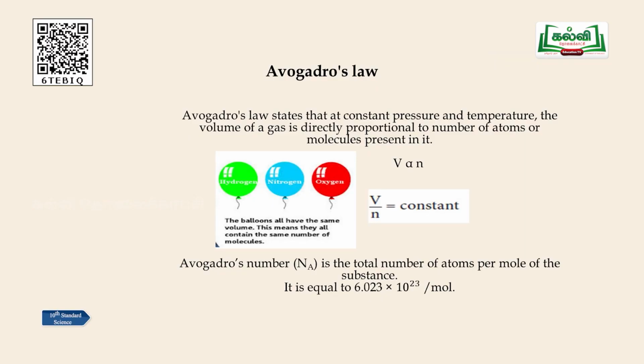This we have already studied in lower classes. What is Avogadro's number? It is nothing but the number of atoms present per mole of a substance. Now, what is a mole of a substance? A mole is nothing but the molecular mass of the atom. Avogadro's value is given as 6.023 into 10 power 23. That is equal to 1 mole. So, per mole, you can take it as Avogadro's number.